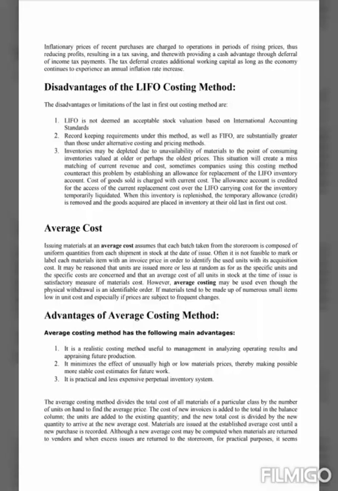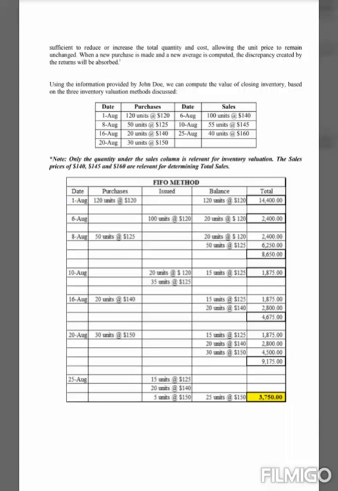Advantages of the average costing method. It is a realistic costing method, useful for management in analyzing operating results and appraising future production. It minimizes the effect of unusually higher or lower material prices, making possible more stable and estimated costs.